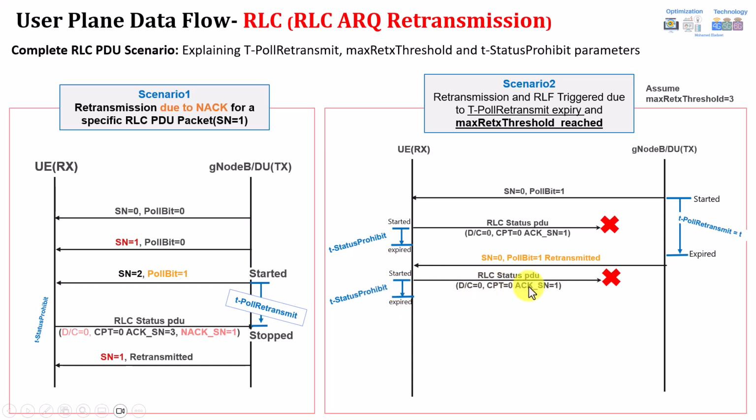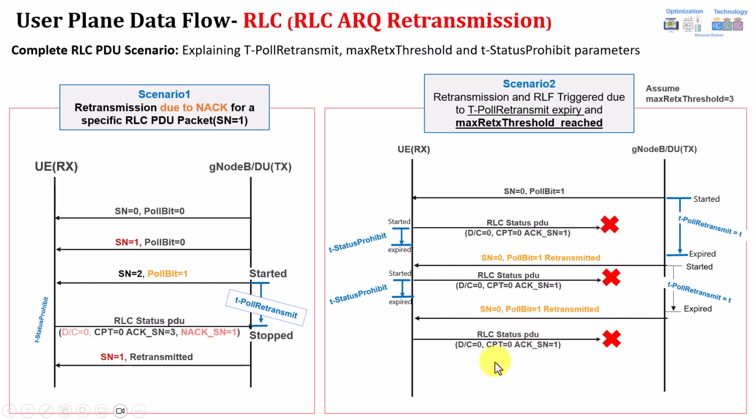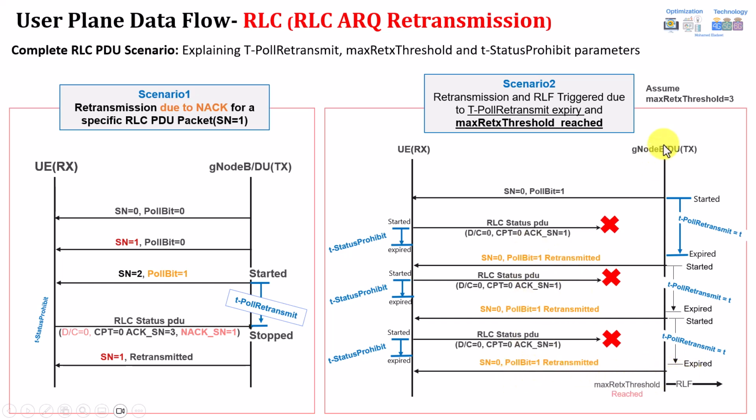Again, the same scenario is repeated for the second time. The UE replied, but somehow the feedback was not received by unit B. The T-poll retransmit timer expired again. Again, retransmission happened, for the third time now. So in this case, what will happen? As you can see, for the third time, we have 1, 2, 3. So this means the maximum RLC retransmission has been reached. So in this case, unit B will declare there is a radio link failure because the user couldn't correctly decode all the retransmissions. Now the maximum transmission threshold has been reached, so the radio link failure will be triggered in this case.